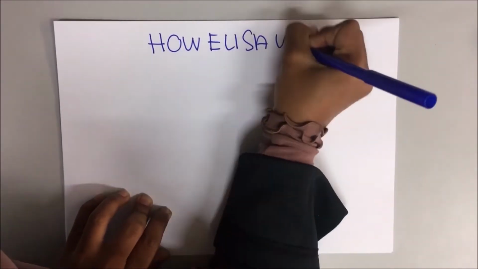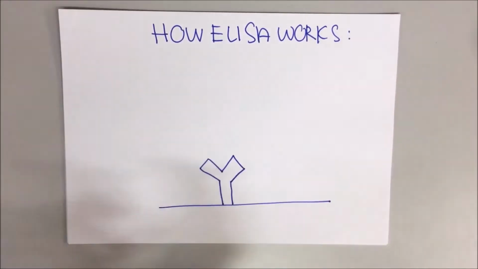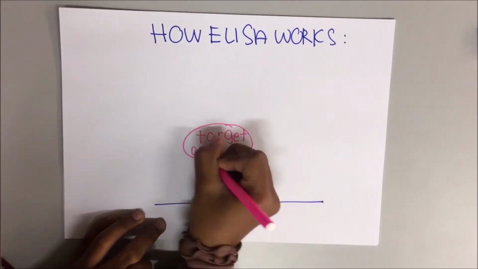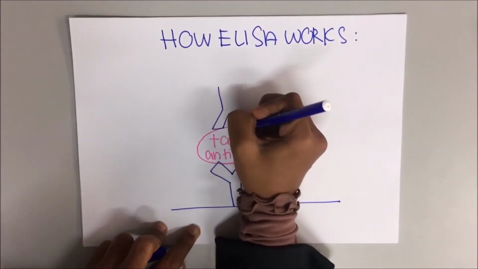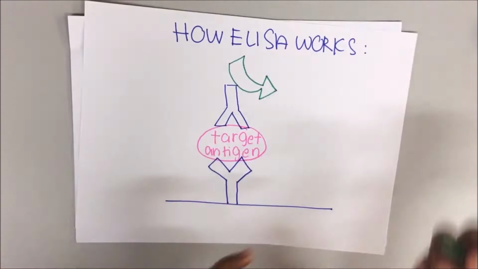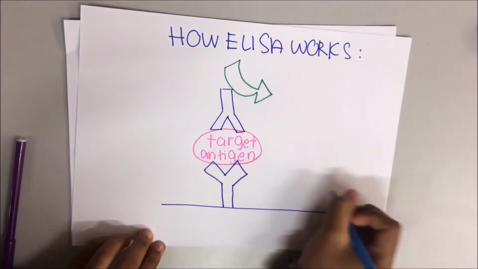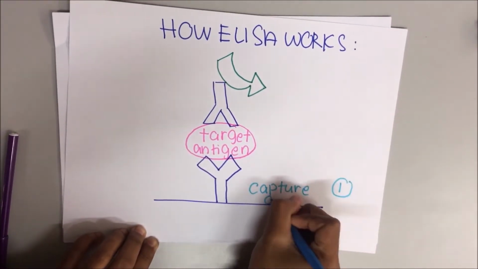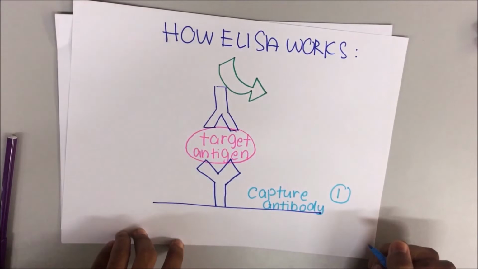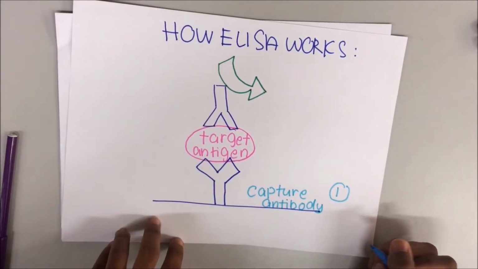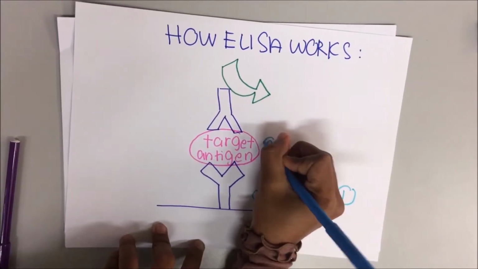How does ELISA work? Firstly, the ELISA plate is coated with capture antibody, and then the excess unbound antibodies will be washed away from the plate. Next, the samples such as urine, serum, or cell supernatant will be added. Any antigen found in the sample will bind to the capture antibody, which is already coating the plate. Again, any excess sample will be washed away from the plate.